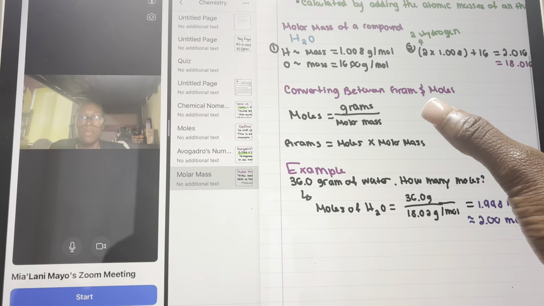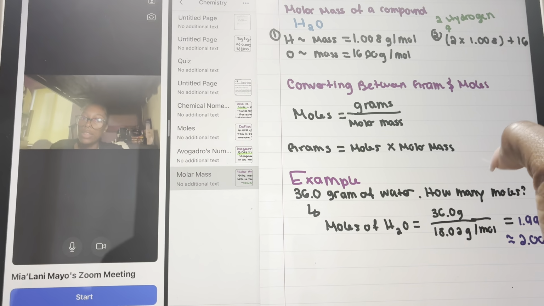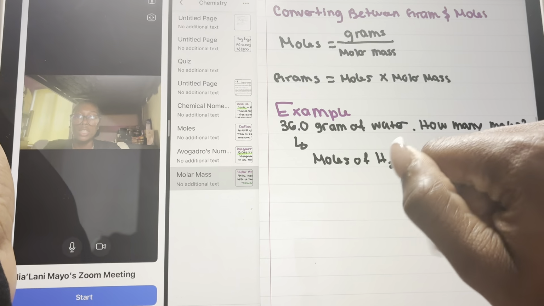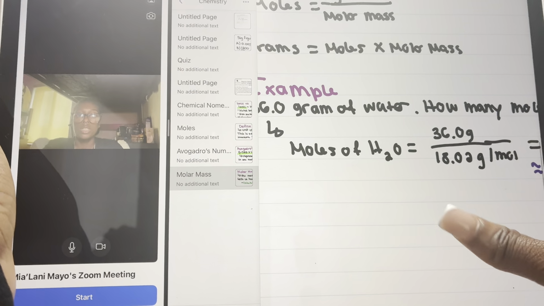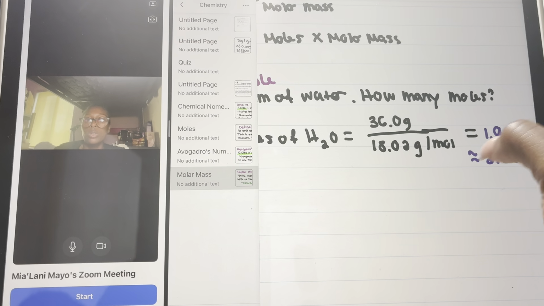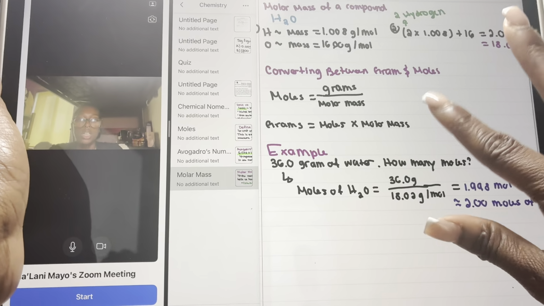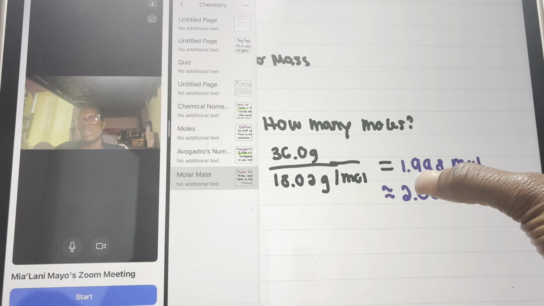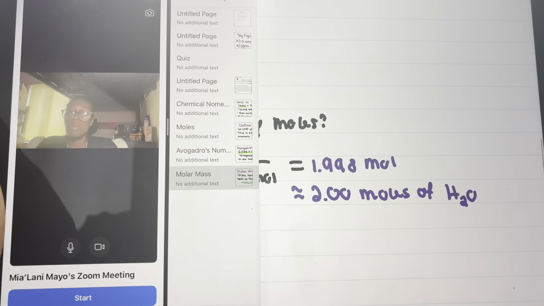For converting between grams and moles, moles is equal to grams divided by molar mass, and grams is equal to moles times molar mass. An example of this, I have 36 grams of water. How many moles is that? So moles of H2O: I took 36.0 grams divided by 18.02 grams per mole, because earlier we calculated the molar mass, and I got 1.998 moles. And this is rounding equivalent to 2 moles of H2O.